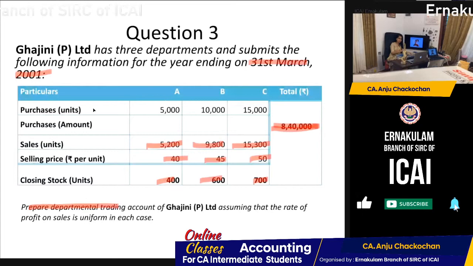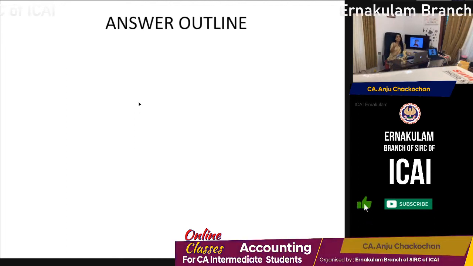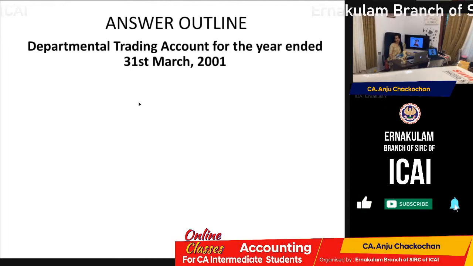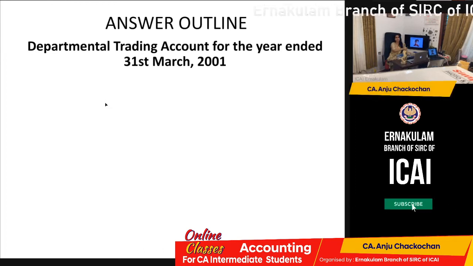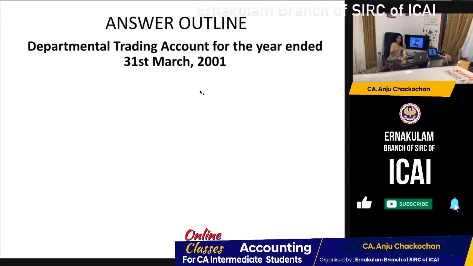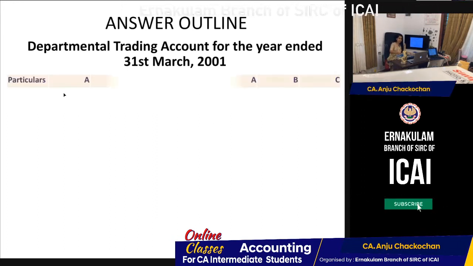Okay, so these are the data given. So I'll just give you the answer outline, how it should be like. See, as I said, it is a departmental trading account, right? So what actually do we have to do? We just have the particulars column, and we have the amount columns for the different departments. So here we go. We have particulars, and we have three departments here, A, B, and C. And the other side also, we have these three columns.